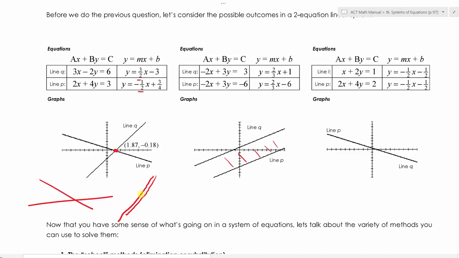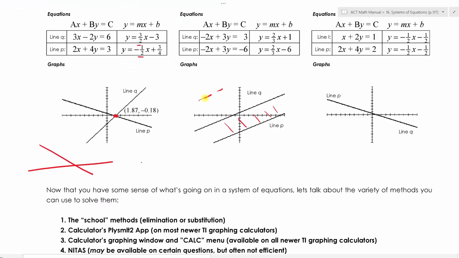That was my attempt at drawing two lines that have similar slopes. So let me try that one more time. One line like that and then maybe another line like that. So notice those two lines have very similar slopes, but because their slopes are slightly different, they do intersect eventually.